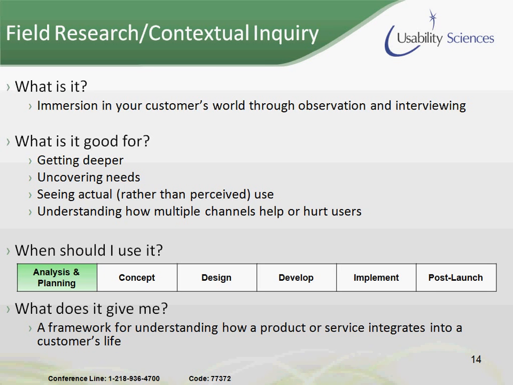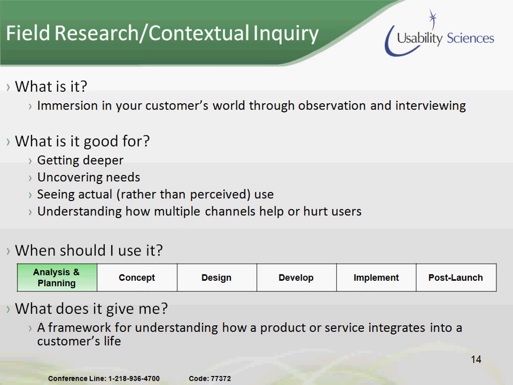It's also great for understanding how multiple channels help or hurt users. So with many other studies, we kind of focus on one channel at a time. But in real life, your users don't just stick with an online chat or going to the store. They get frustrated with one channel and they turn to the other. So this is a great way to see that life cycle of your channels and seeing how one person integrates with many different parts of your company.